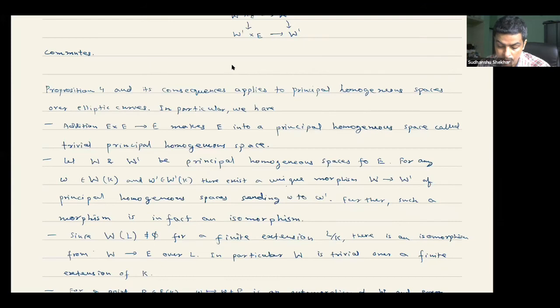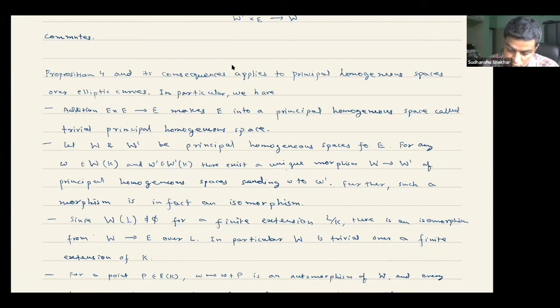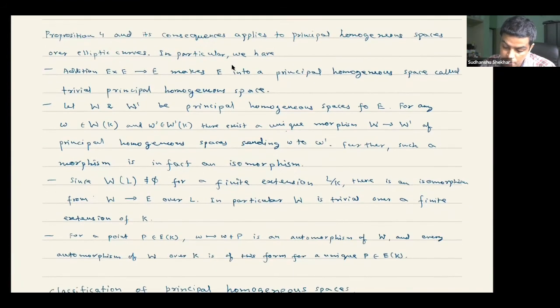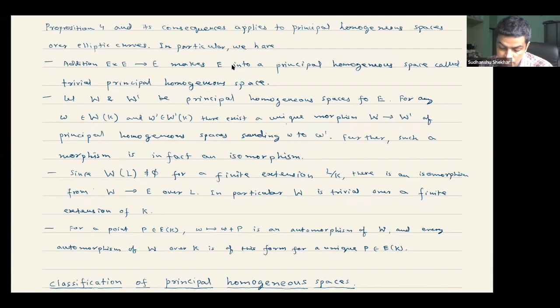In particular, the map E cross E to E, the addition, makes E a principal homogeneous space over E, and it's called the trivial principal homogeneous space of E. Again, if W and W prime are principal homogeneous spaces of E, then if you take a point w in W and w prime in W prime, there exists a unique morphism from W to W prime of principal homogeneous spaces, just like we had for sets, sending w to w prime. Further, such a morphism is in fact an isomorphism.